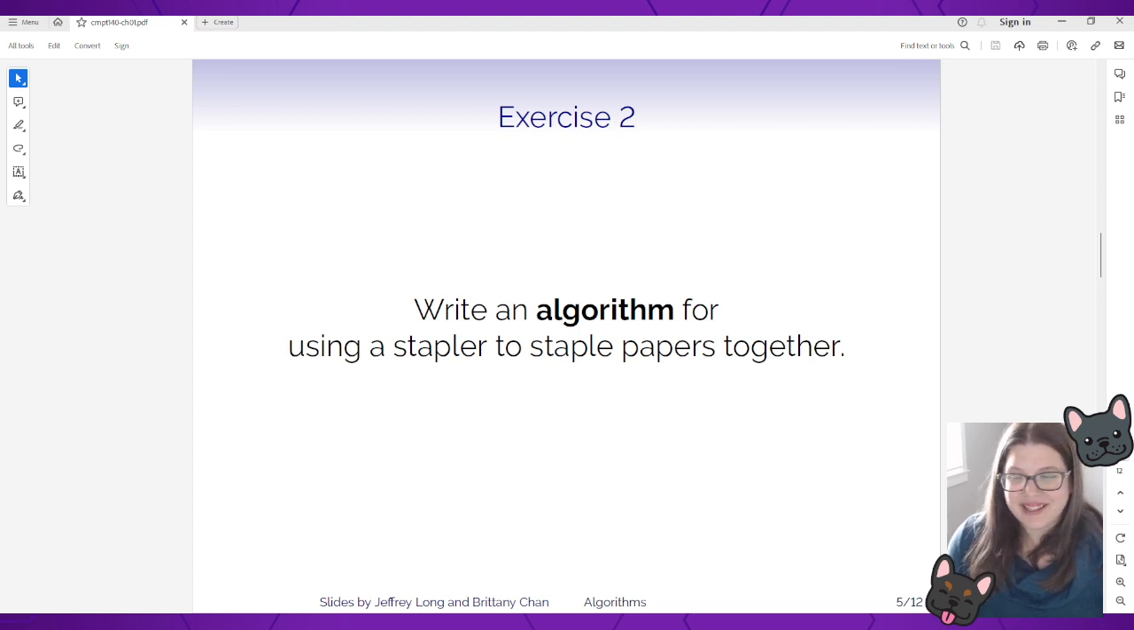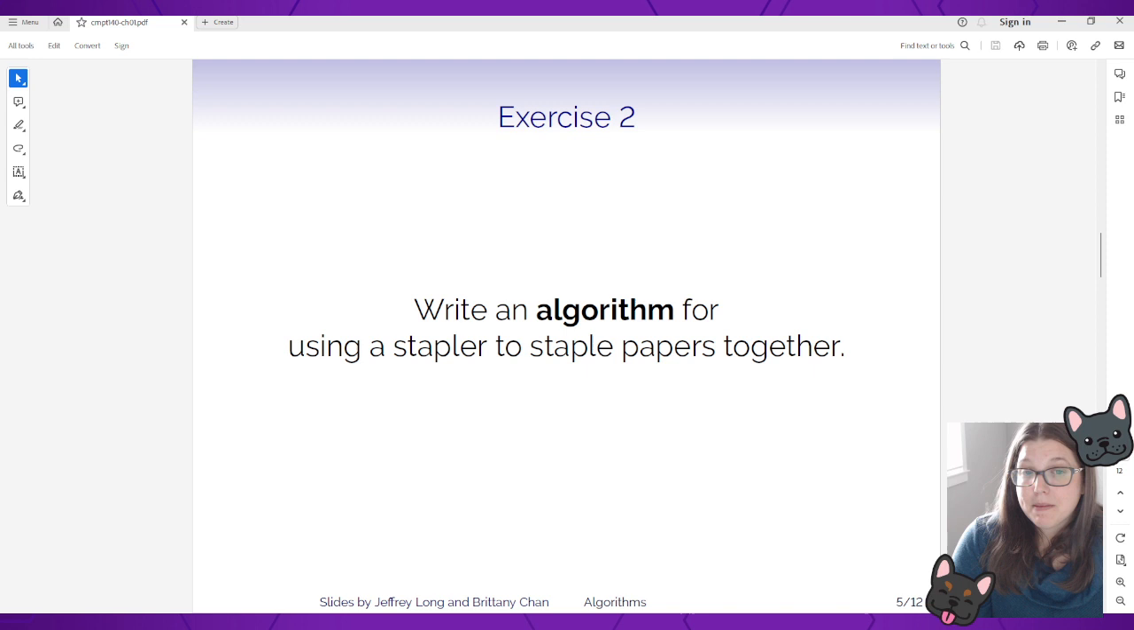What about exercise 2 here? Write an algorithm for using a stapler to staple pages together. There is an example of an answer in the solutions. Your answer does not need to look like this in order for it to still be correct. There's a lot of color that comes around when we're doing exercises like this and writing what we would call pseudocode. If you don't remember what pseudocode is, go back to the textbook and reread that section to remind yourself what that term means.